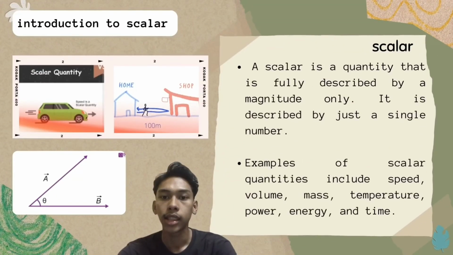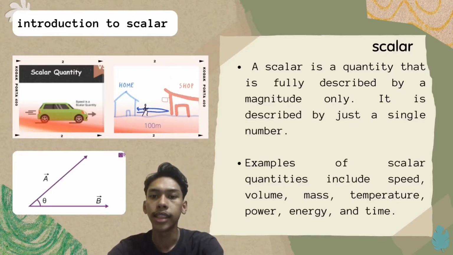What is a scalar? A scalar is a quantity that is fully described by a magnitude only. It is described by just a single number. Some examples of scalar quantities include speed, volume, mass, temperature, power, energy, and time.